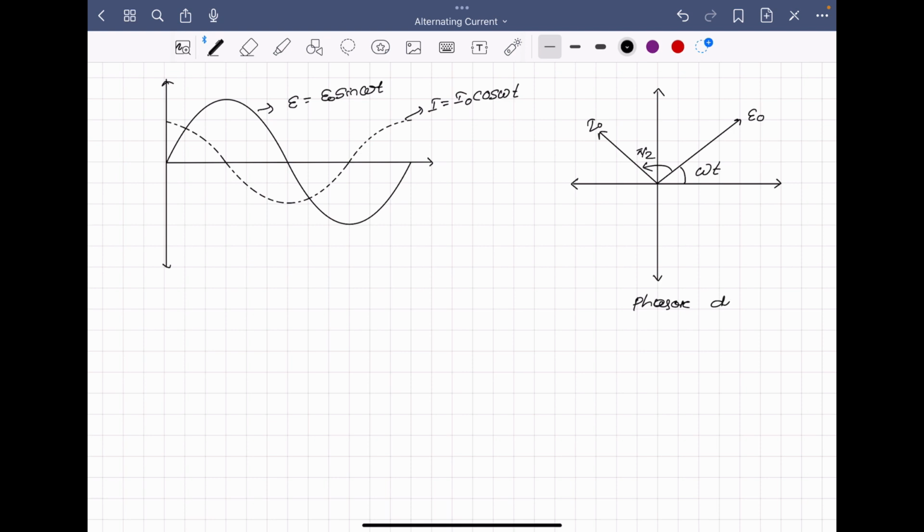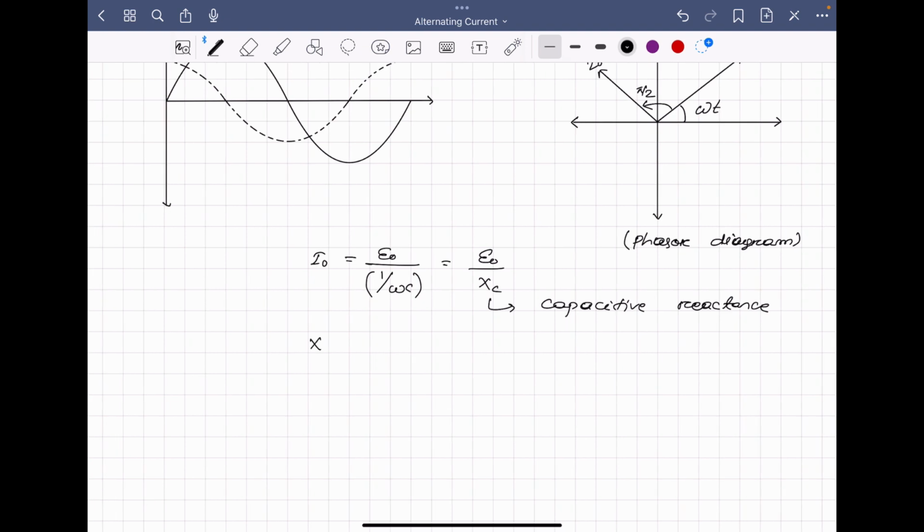Then a very important thing: we have I naught equal to E naught by 1 by omega c, which is our Xc, E naught by Xc. Xc is our capacitive reactance, that means the opposition offered by the capacitor to the flow of charge. Then Xc is equal to 1 by omega c, where omega is the angular frequency and c is the capacitance.